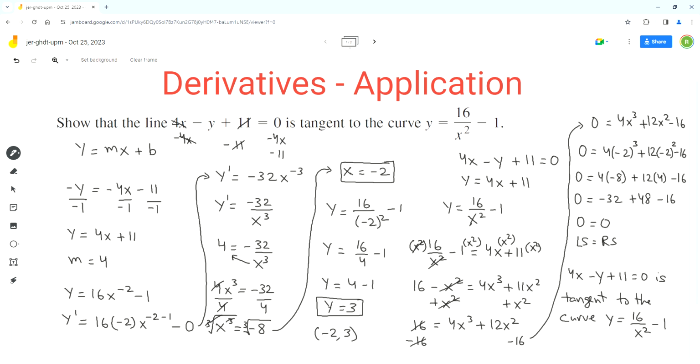So these are the steps you have to keep in mind to solve a problem like this one. So it's very important to understand that we have to analyze both types of information to prove that the line is a tangent to the given curve. One is the analysis for the slope and the other is the analysis for the point of intersection between the line and the curve.